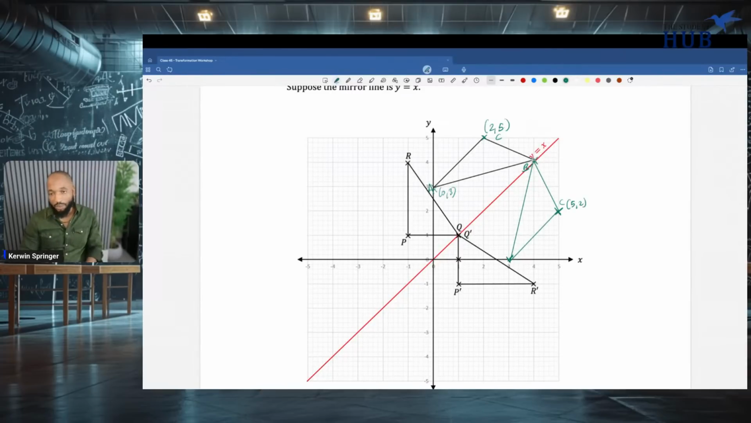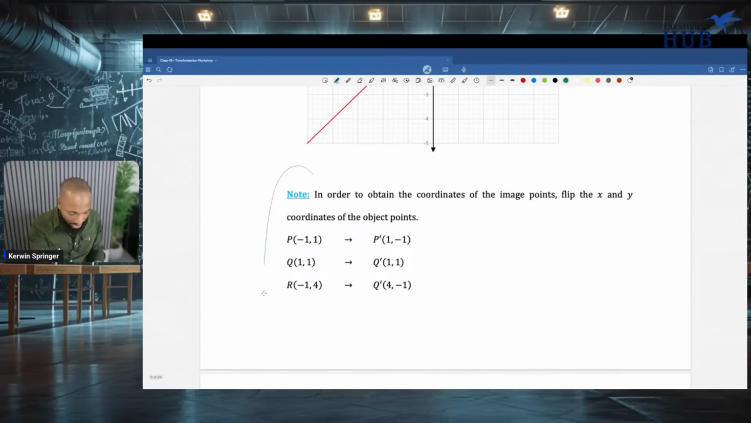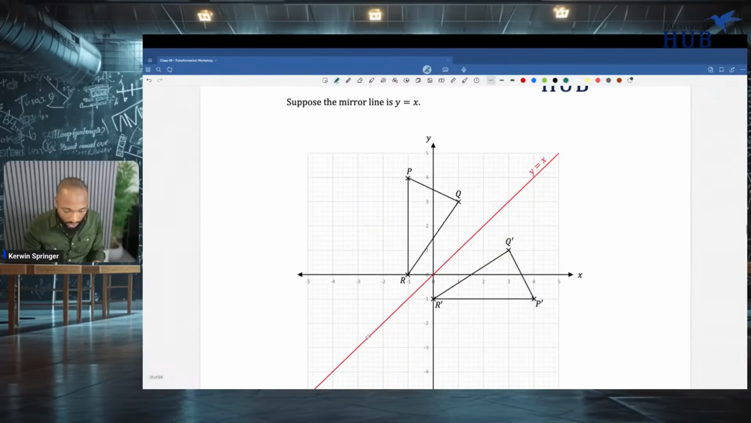All of these things coming together. Reflections. All the tips that I talked about right there, or you could swap the x and y to find the image. If you have a mirror line y is equal to x and you try to reflect this, it reflects right there.